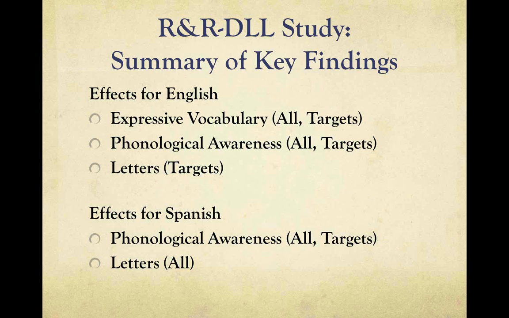So in addition to the effects for expressive vocabulary in English, we see a similar pattern for phonological awareness, and then the target children also making a greater rate of growth for the letter naming, which is one of those graphs that I had showed you. For Spanish, we see growth in phonological awareness in comparing at the classroom level as well as for the target children, and then growth on the Spanish letters when we're looking at the classroom level. We see consistency here across both languages in the areas of phonological awareness in particular.